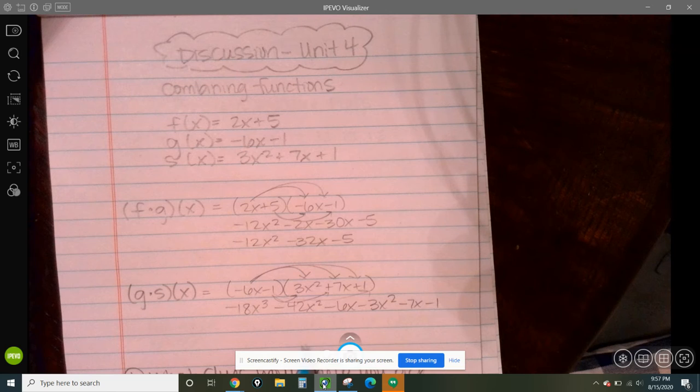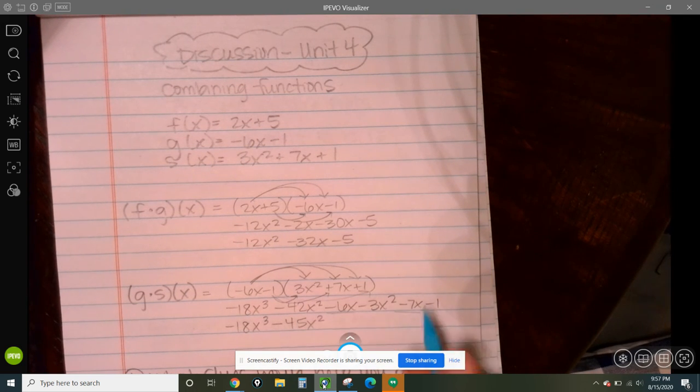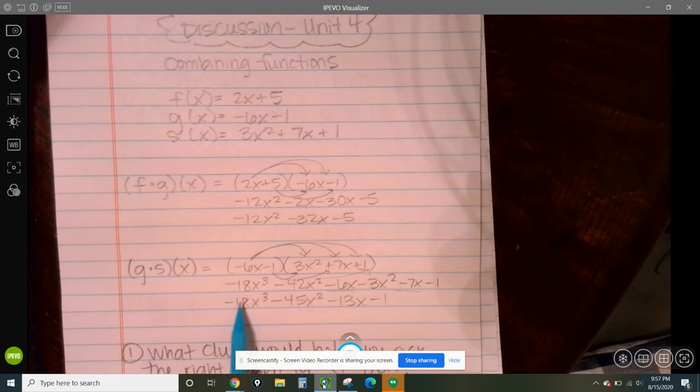When I simplify this, I can make it a little bit easier here. Negative 18x cubed, negative 42x squared and negative 3x squared would be negative 45x squared. Negative 6x and negative 7x is negative 13x. And then minus 1. What's important here is that now we have this x cubed in the front.